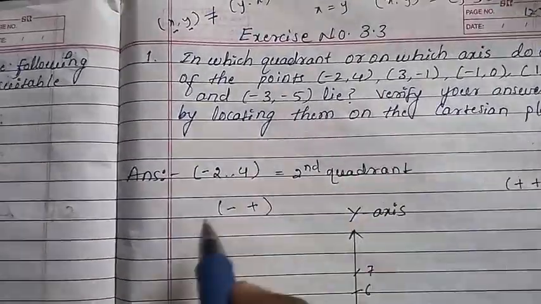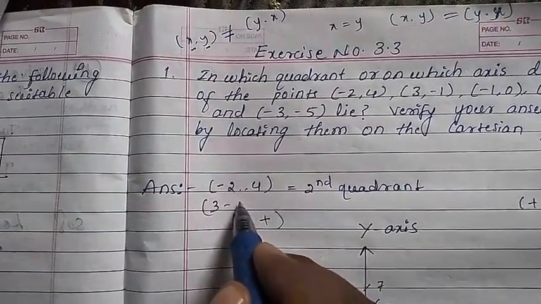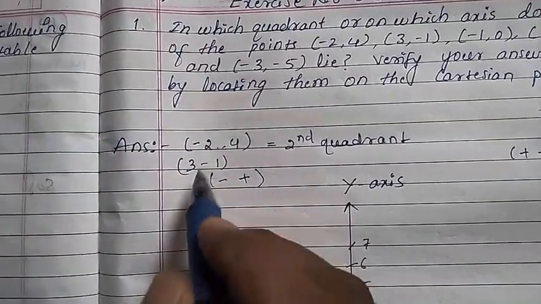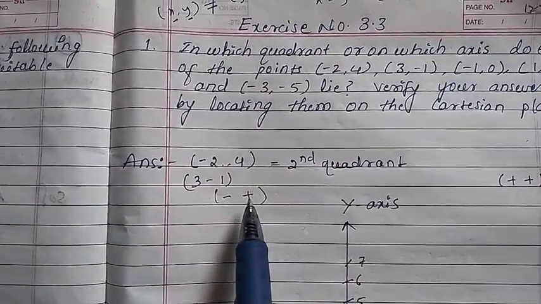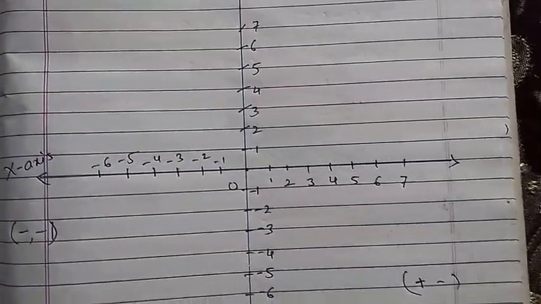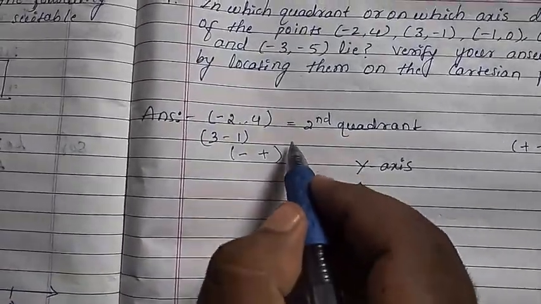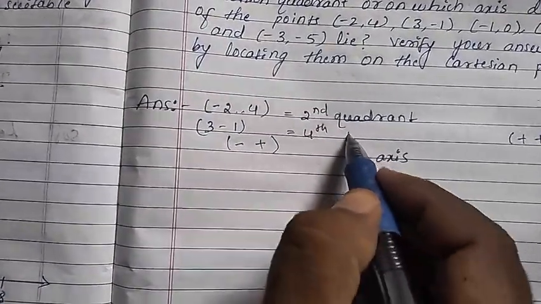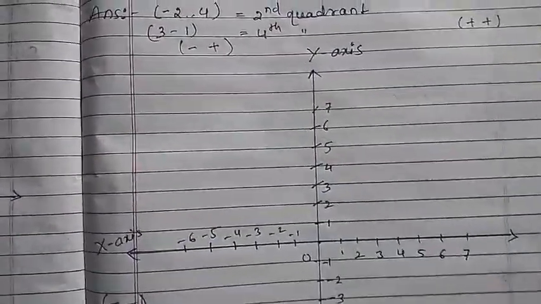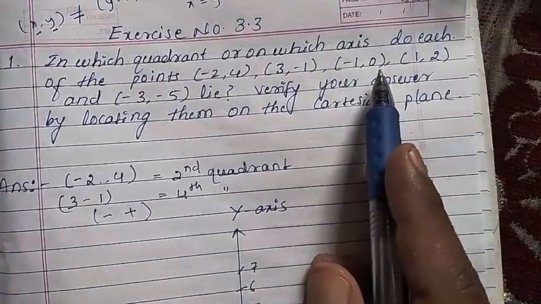Now see the second one, what is that? (3, -1). Now see, 3 and -1 means plus minus. Where is the plus minus here? Plus minus means which quadrant? Fourth quadrant. Class, fourth quadrant. I hope you understood.